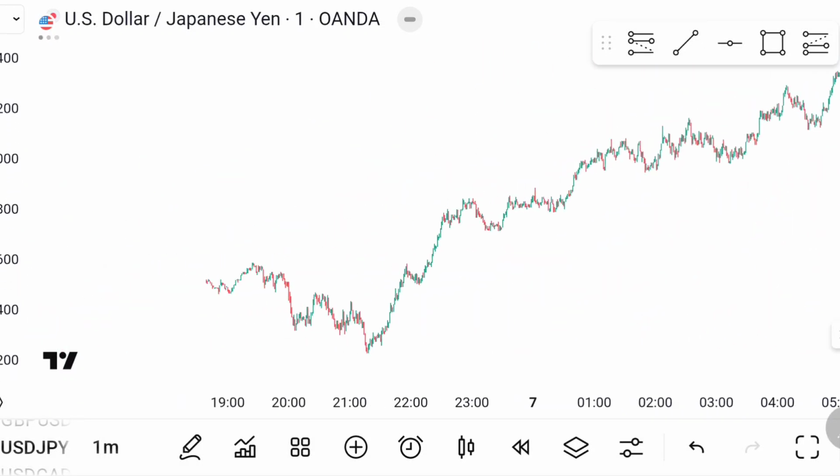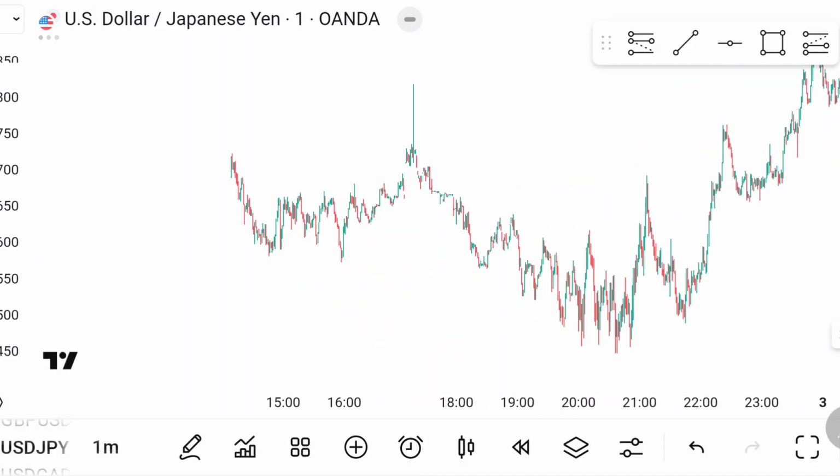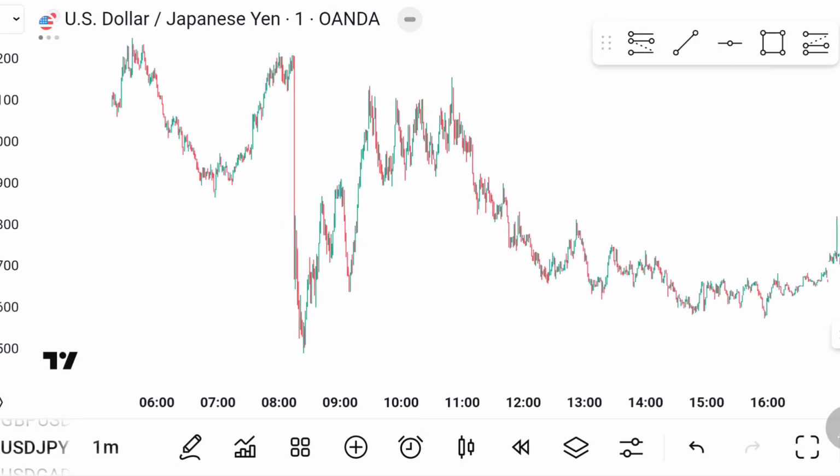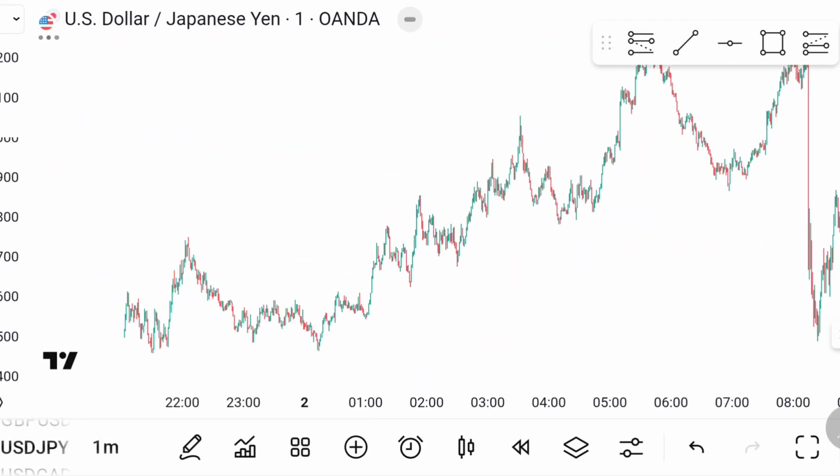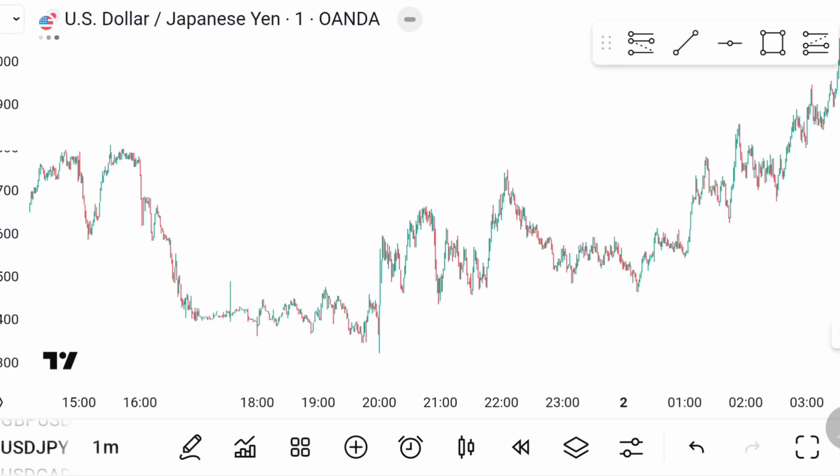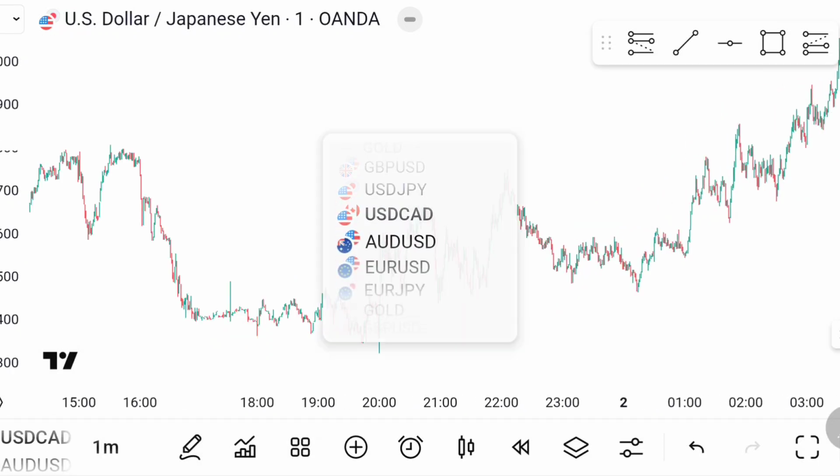Let's see if we still have more. There is no other one here, but let us look at another pair. Let us see the Australian dollar.